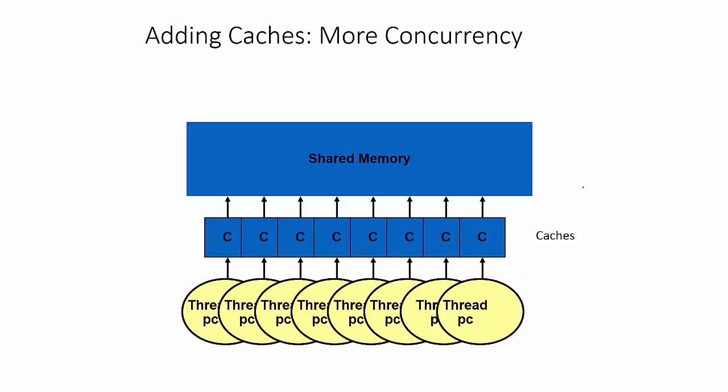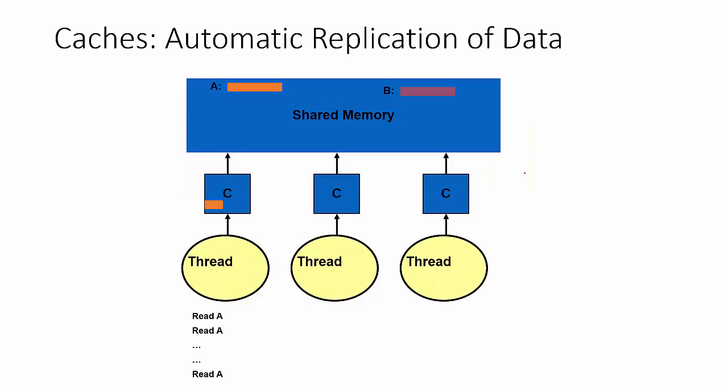However, we do not build machines like this. We build with several levels of caches, and for now it's sufficient to think about just one level of cache. But caches add more concurrency to the machine. So whatever the thread or core needs at the moment can be hidden inside a cache. If you're unsure about how a cache works, you should go and look at a tutorial about caches. So caches provide automatic replication of data.